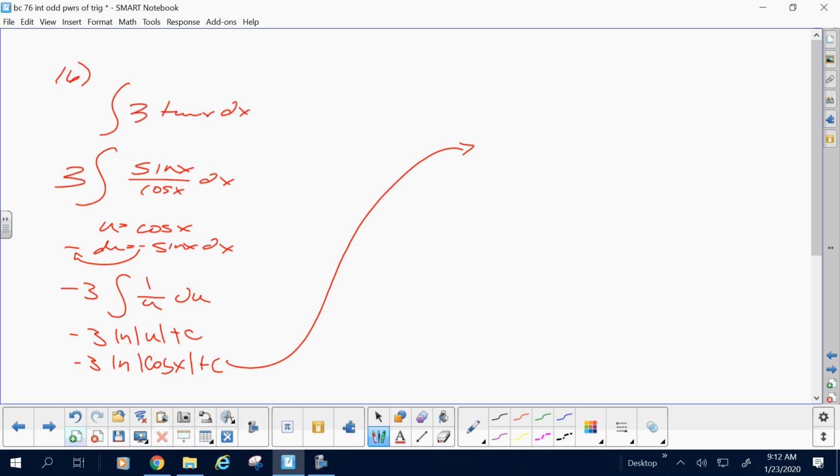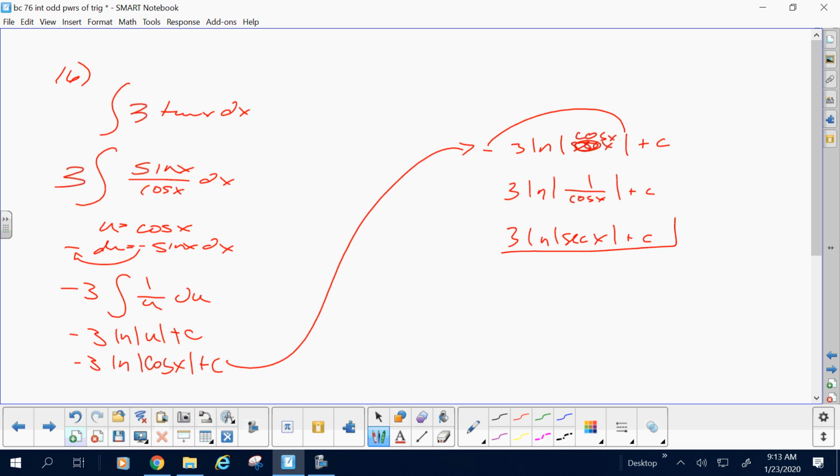Now it's more common that the negative gets moved up. If you move the negative up, then it's log of cosine to the negative first, which is 1 over cosine, which is secant. This is truly the antiderivative of tangent: log of secant. The antiderivative of tangent is log of secant. Cool?